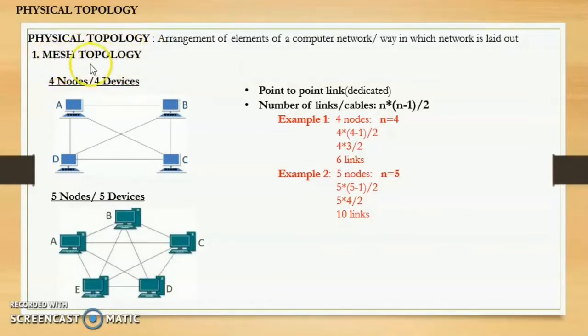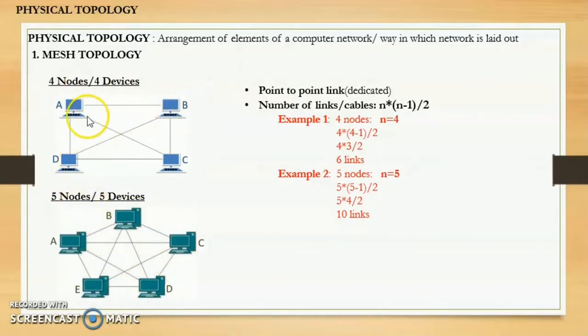First one is mesh topology. In mesh topology there is a point-to-point link from one device to all the other devices. Point-to-point link we have already studied in the previous slide, which means that there will be a dedicated link from one device to all the other devices. These devices are also known as nodes. In this figure there are 4 devices, so we can say that there are 4 nodes. And in this figure there are 5 devices, so there are 5 nodes.